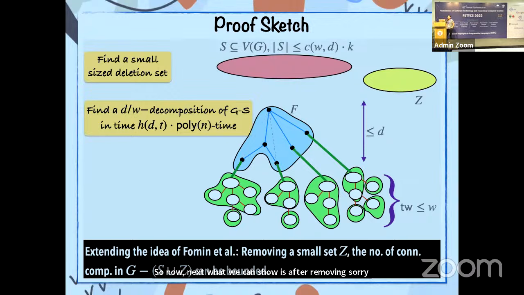I hope it's visible. So after removing a small subset of vertices, you can show that the number of components after removing the interior part can also be bounded, using an approach very similar to Fomin et al, but now we have to make some modification. So once we have done this, notice that this set S is of bounded size, Z is of bounded size, the interior part F is of bounded size, and the number of such green things is bounded. So now it remains to bound the size of each of these green things, and we'll be able to bound the total number of vertices in the graph.